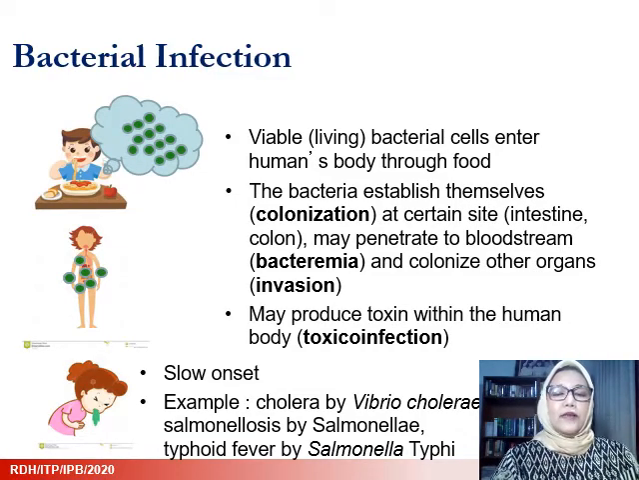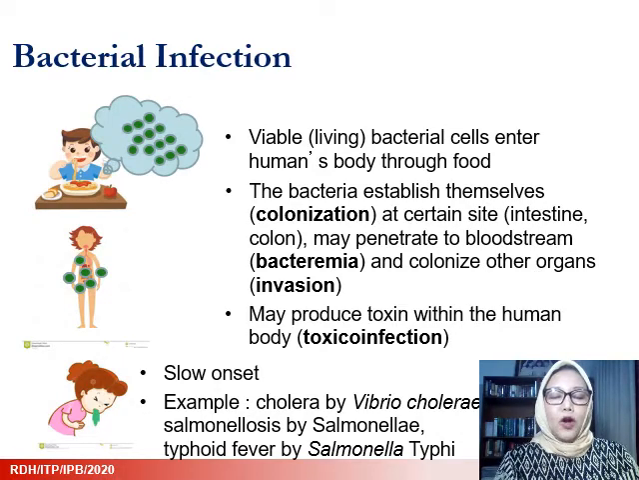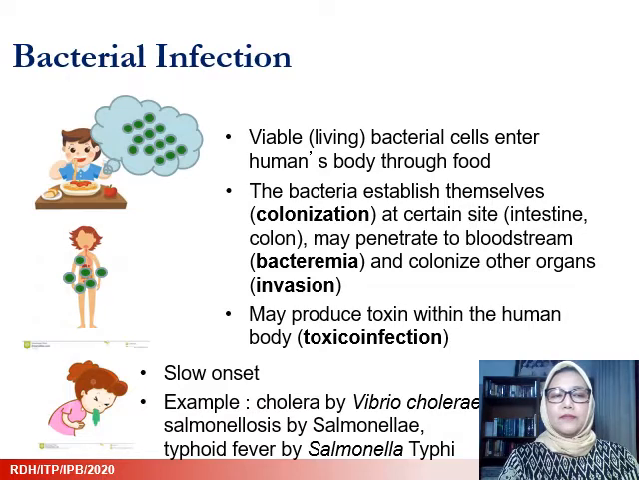Usually, bacterial infection has a slow onset. That means there is a long period of time between the time people consume food and the time the symptoms start to occur. An example for this is cholera due to Vibrio cholerae, salmonellosis by Salmonella, and typhoid fever by Salmonella typhi.